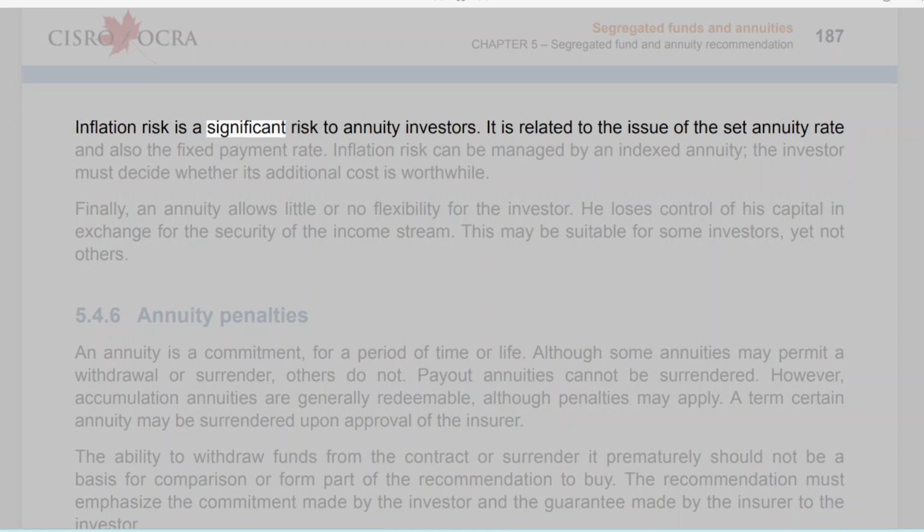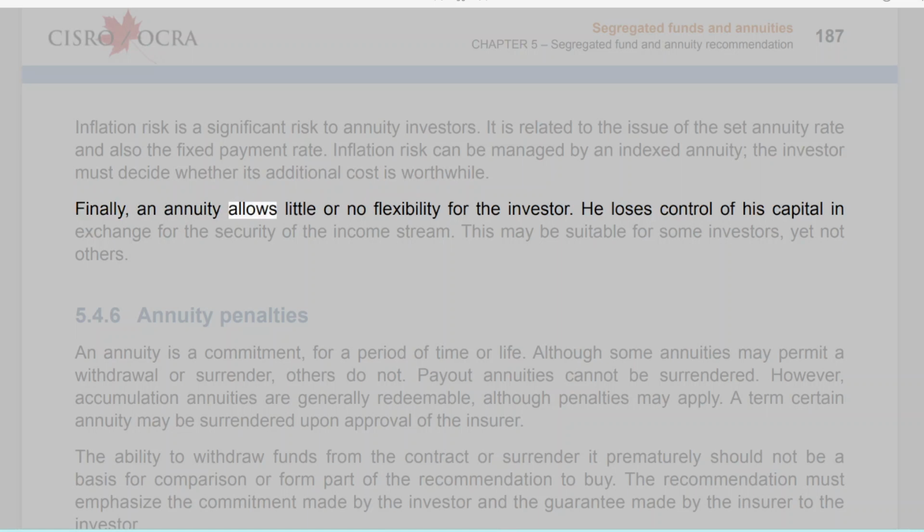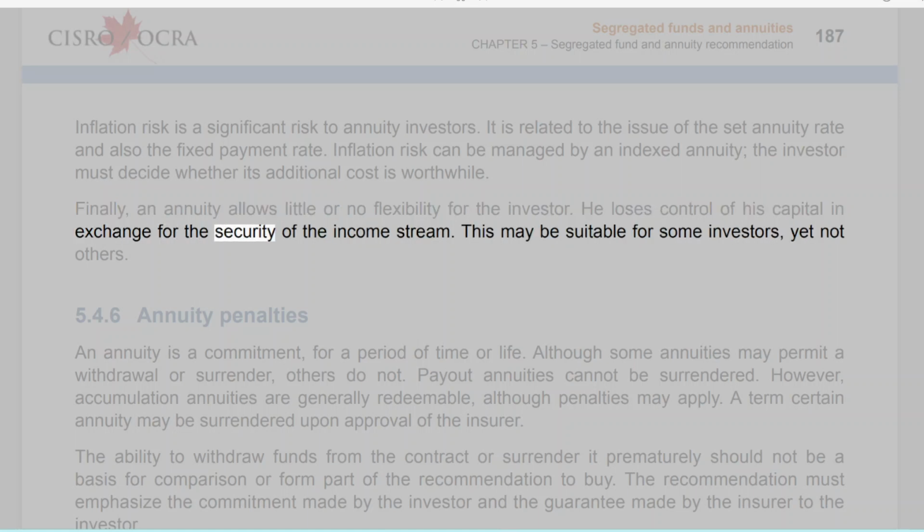Inflation risk is a significant risk to annuity investors. It is related to the issue of the set annuity rate and also the fixed payment rate. Inflation risk can be managed by an indexed annuity. The investor must decide whether its additional cost is worthwhile. Finally, an annuity allows little or no flexibility for the investor. He loses control of his capital in exchange for the security of the income stream. This may be suitable for some investors, yet not others.